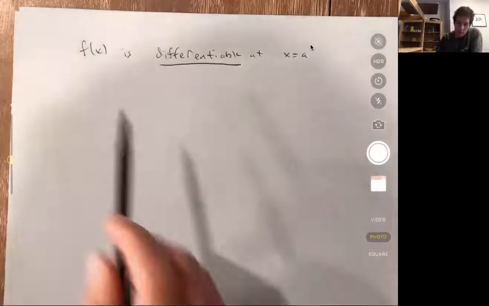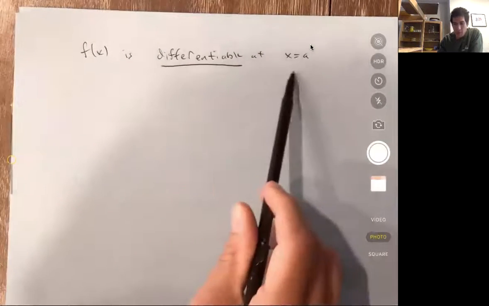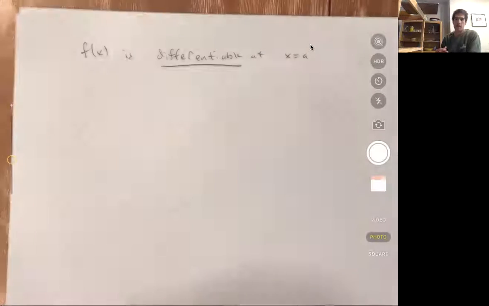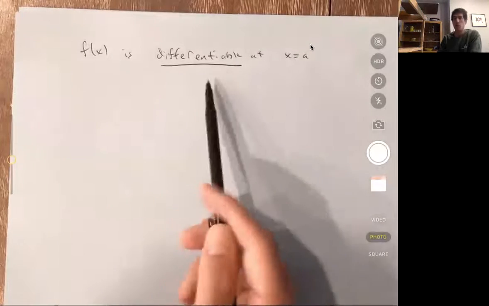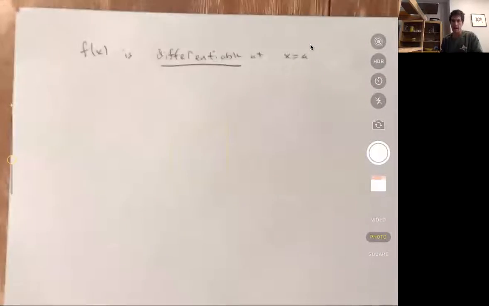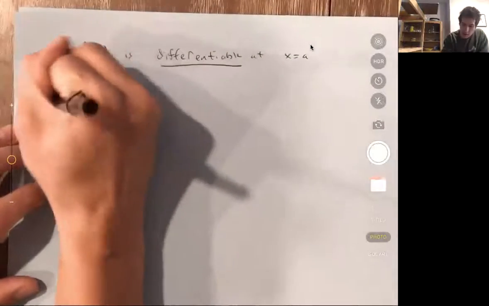Okay, in this video, I'm going to define what it means for f of x to be differentiable at a point x equals a. This is something that we already know what it means, but I'm just telling you that this is the word that we use for it. So we say that f of x is differentiable at a point x equals a if the derivative exists.